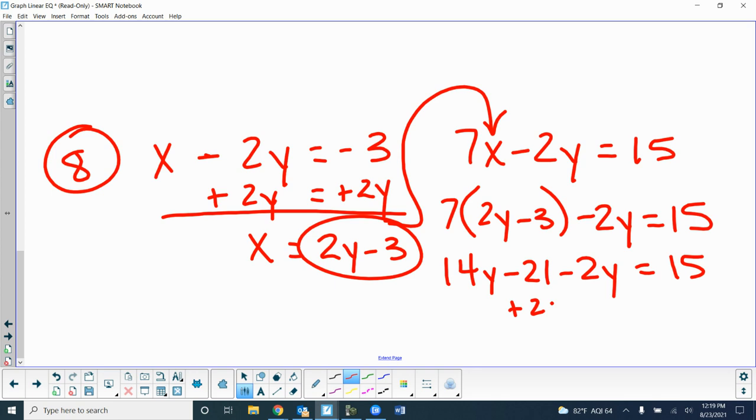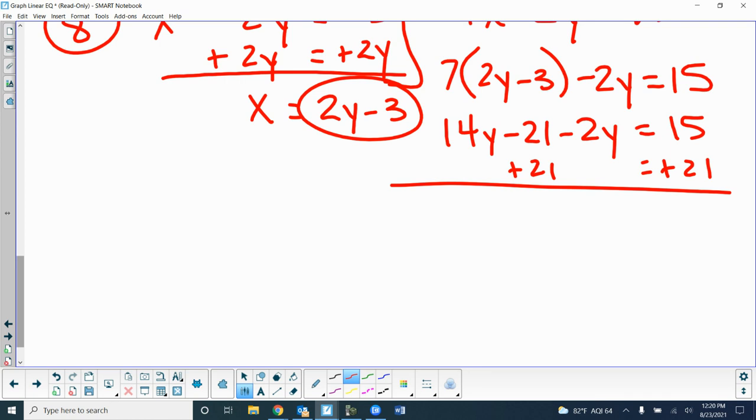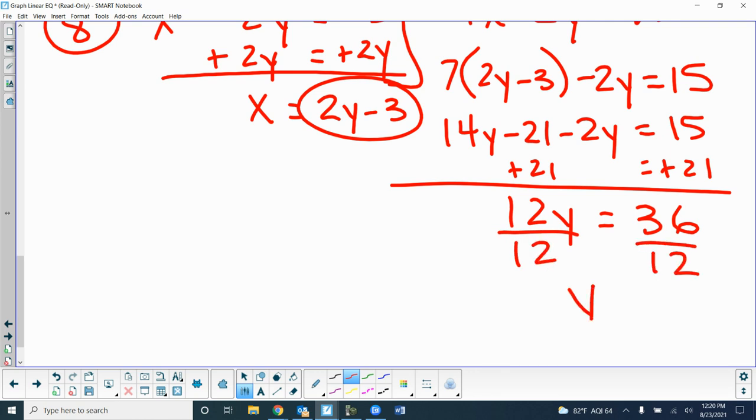I'll add 21 because I want to figure out what y is. What's 14y minus 2y? 12y. And then 15 and 21 is 36. Divide by 12, and y is 3. Then what I'll do is I'll put 3 right there.